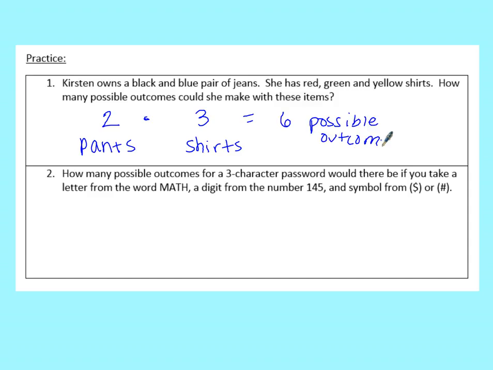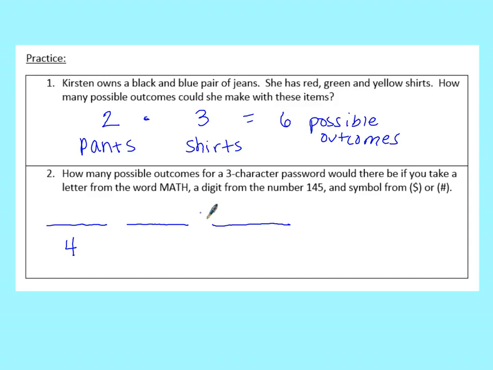In number 2, it says how many possible outcomes for a 3-character password would there be if you take a letter from the word MATH, a digit from the number 145, and a symbol from $ sign or $ sign. So we're trying to make a 3-character password here. So there's 3 blanks that we need to fill. The first blank is going to have the option of being an M, an A, a T, or an H. So there's 4 possible outcomes here.